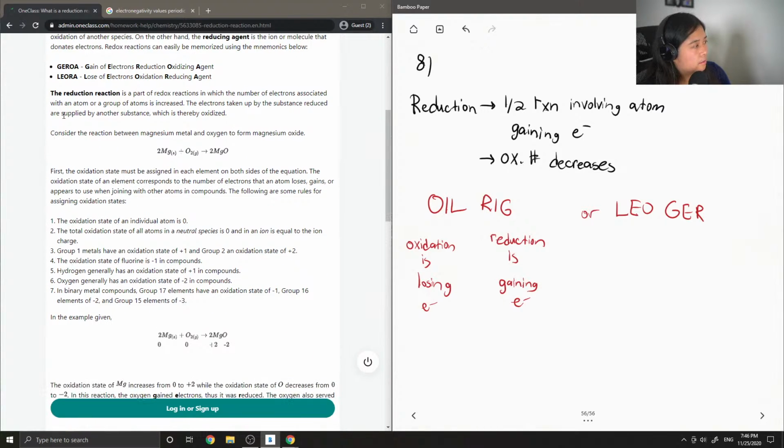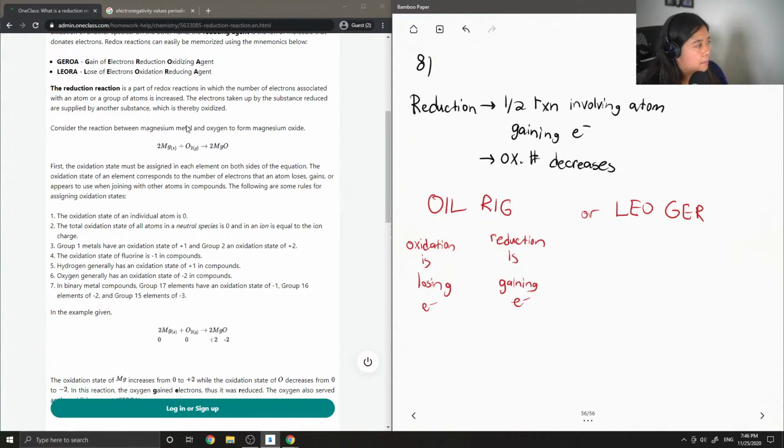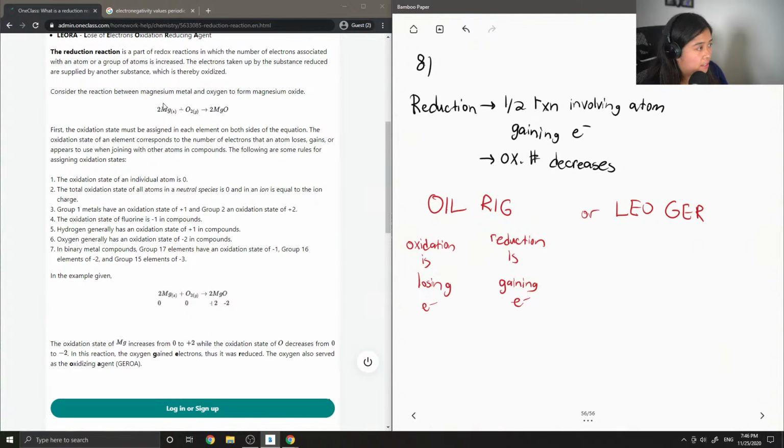Okay, so to continue on, the reduction reaction is a part of redox reactions in which the number of electrons associated with an atom or a group of atoms is increased. Yep, so that means it's gaining electrons. The electrons taken up by the substance reduced are supplied by another substance, which is thereby oxidized. Consider the reaction between magnesium metal and oxygen to form magnesium oxide: 2 magnesium solid plus oxygen gas makes 2 moles of magnesium oxide.